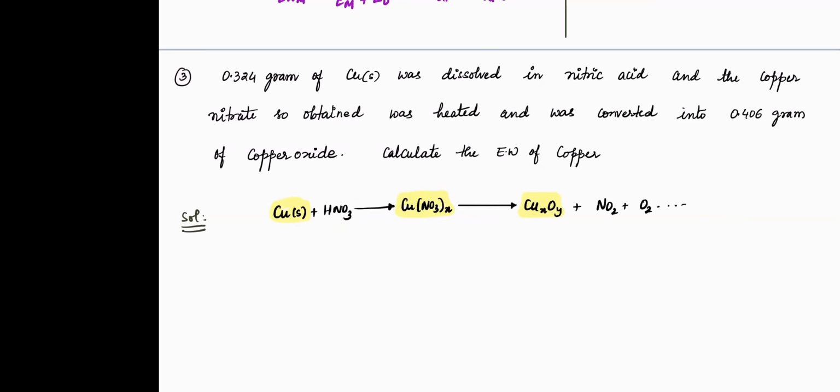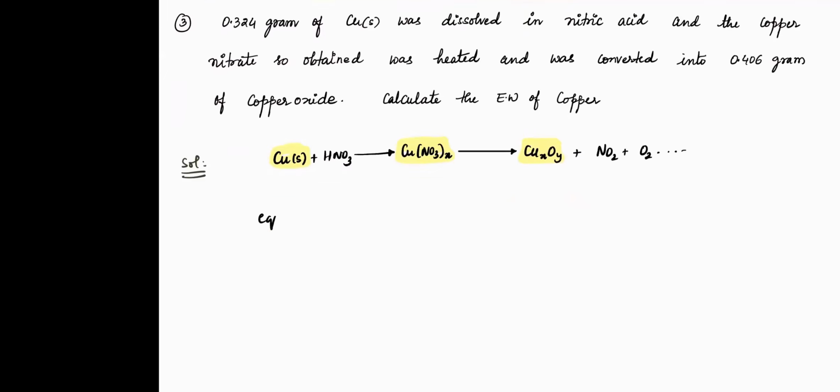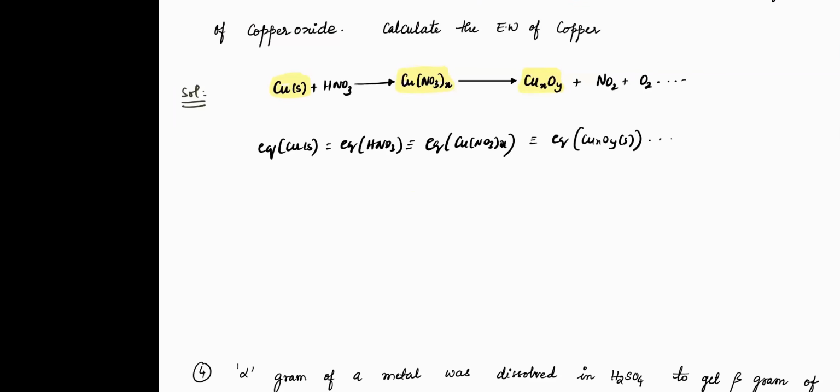Why? When the same reactant is going forward through multiple reaction steps, you can still equate the number of equivalents. It does not make any difference. That means the number of equivalents of copper solid will be the same as equivalents of HNO3 used, the same as equivalents of copper nitrate formed, and that will be equal to the equivalents of the copper oxide solid, like this. So you should be able to equate the equivalents of all of them.